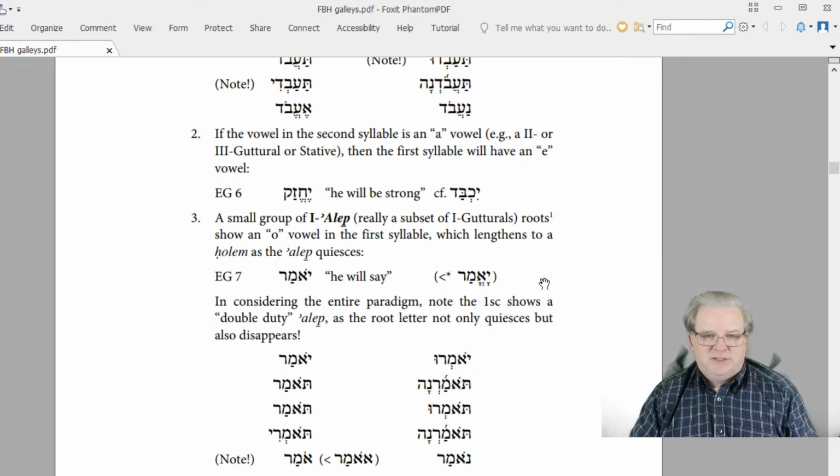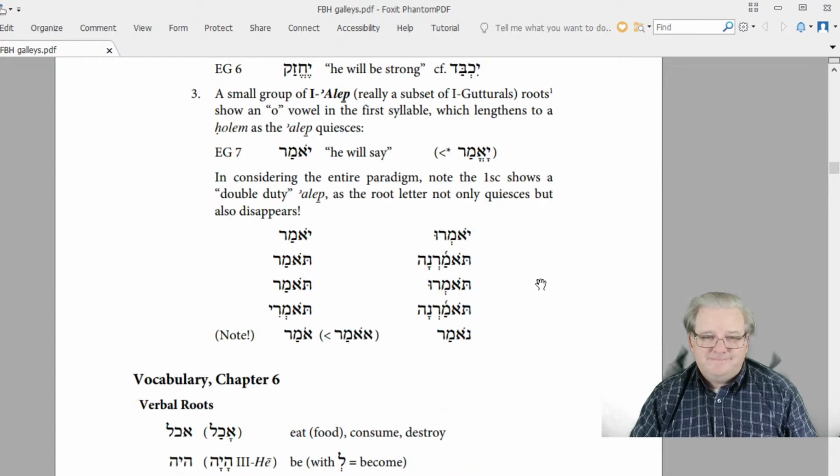If the vowel in the second syllable is an A vowel, then the first vowel will have an E. Why? I thought they preferred A vowels. I don't know. So that's your other problem there. That will be more of a problem later on.